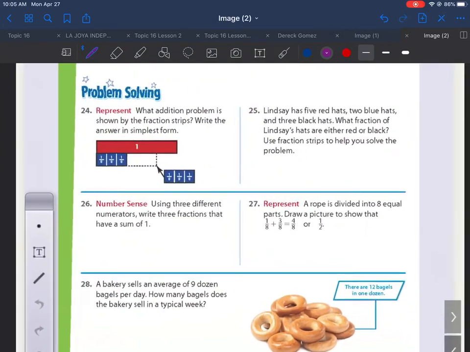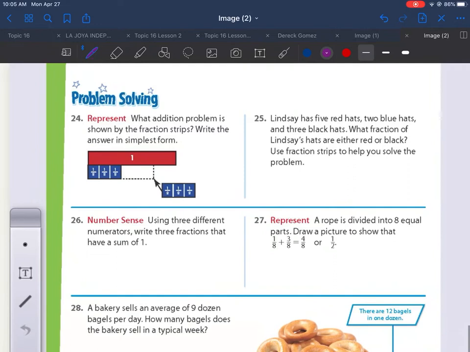I'm going to go ahead and turn now to page 560. Now I'm going to do number 24. Represent. What addition problem is shown by the fraction strips? Write the answer in simplest form. So I know that I'm adding two fractions. So I'm going to look at the strip diagram. The first fraction is already on the strip diagram.